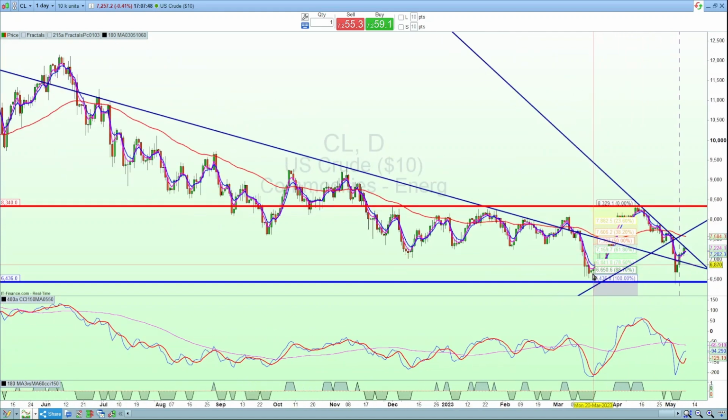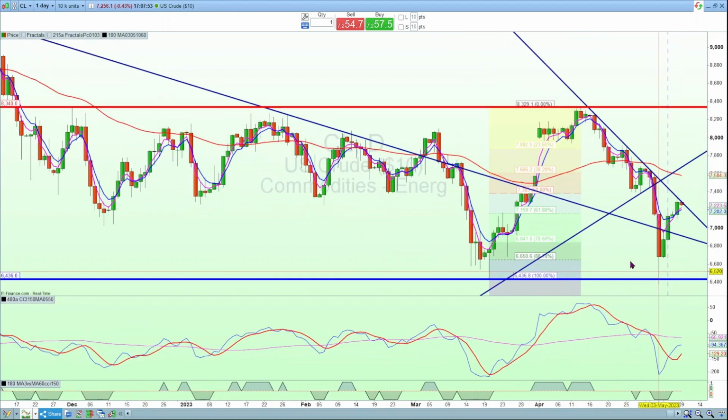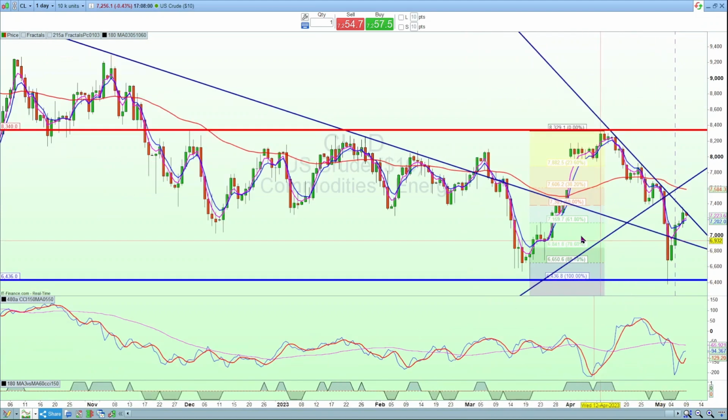But zooming out on this one, you can see there the support at 64.36 and the resistance at 83.40. And it's been in that range a couple of times. It's bounced up and down to that support level again. You can see there twice.